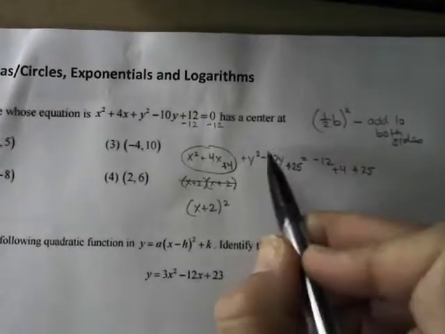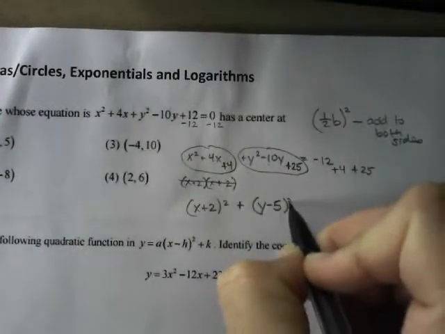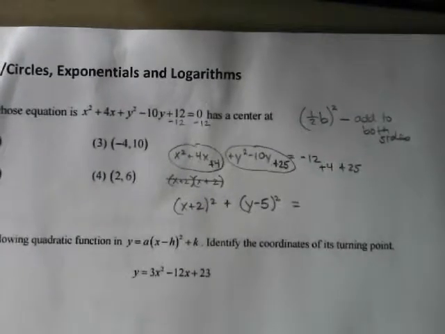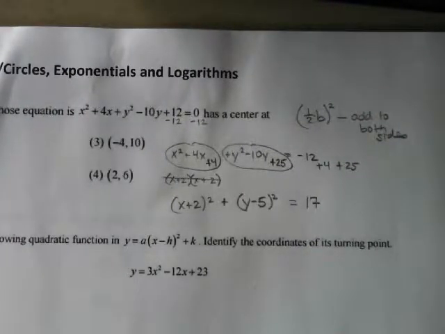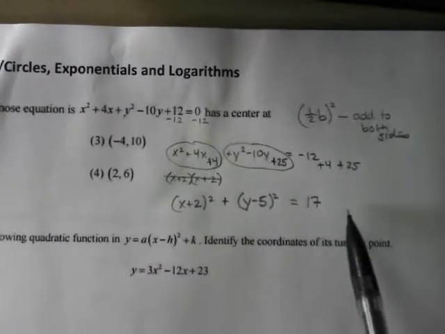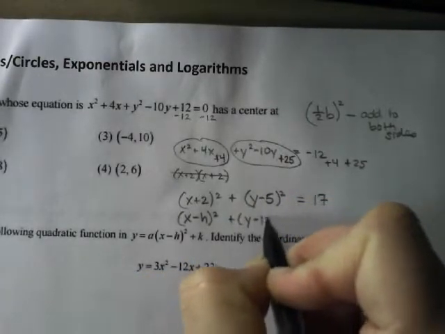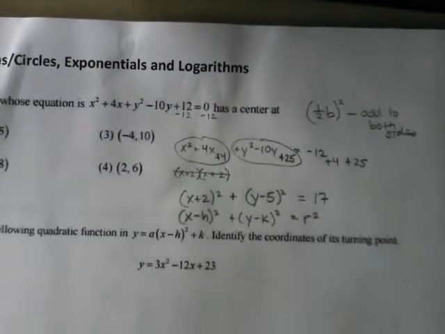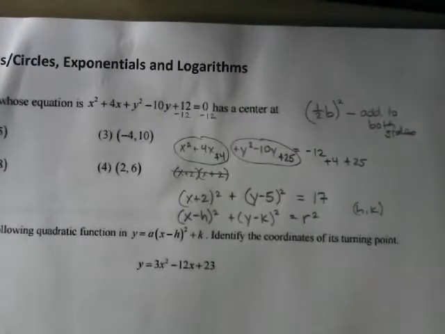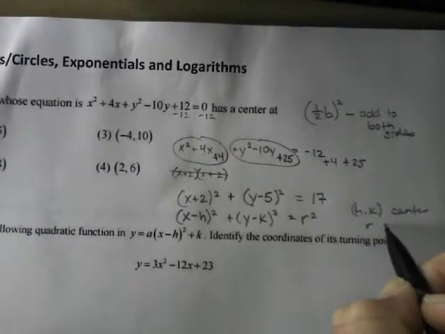And then this is now a perfect square trinomial as well, and it factors into y minus 5 squared. And then on our other side, negative 12 plus 4 is negative 8. Negative 8 plus 25 is 17. So this one's only asking for the center, but I'll go over the whole format. The general format for circles that you should have memorized is x minus h squared plus y minus k squared equals r squared, where h comma k is not your vertex, but your center, and r is obviously your radius.